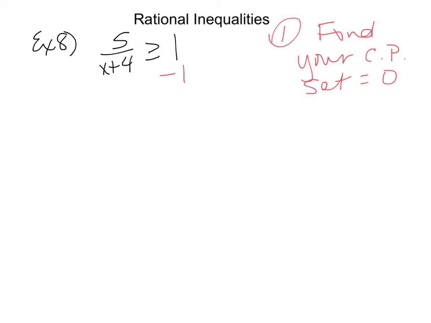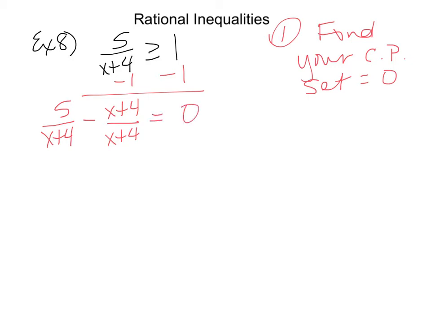So whenever I subtract 1 from the left side, I actually end up with 5 over x plus 4 minus, now to get a common denominator of x plus 4, you convert 1 into x plus 4 over x plus 4, because that's a common denominator. Whatever you do to the bottom, you have to do to the top. This is now equal to 0. So now we have a common denominator. Make sure when you are subtracting that you distribute the negative sign to both terms.